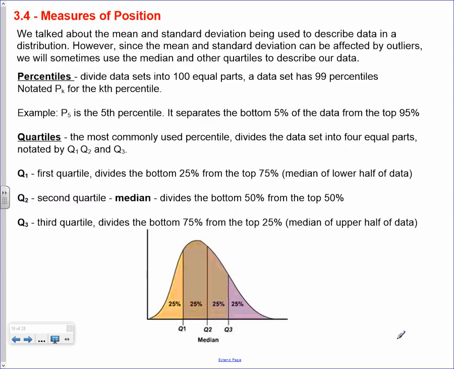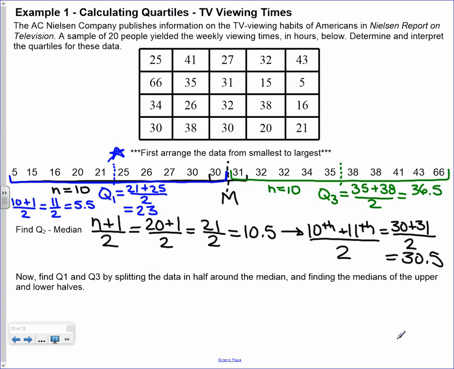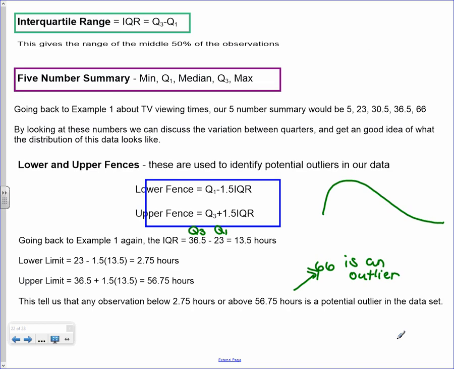Measures of position is when we get into actually doing the 5-number summary. I showed you how to do that on your calculator. This is how to do it by hand, but obviously it would be easier to do on your calculator. This is how to identify outliers. You can use these lower and upper fences to tell if you have an outlier or not.